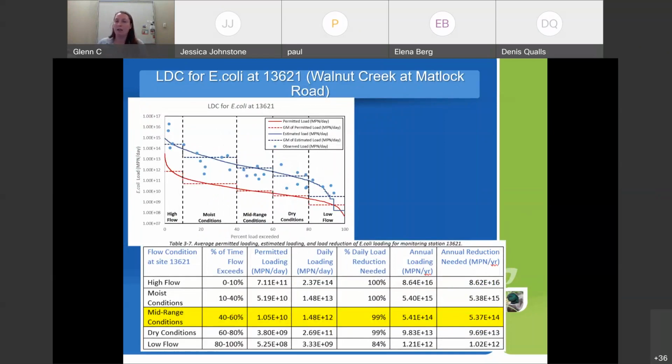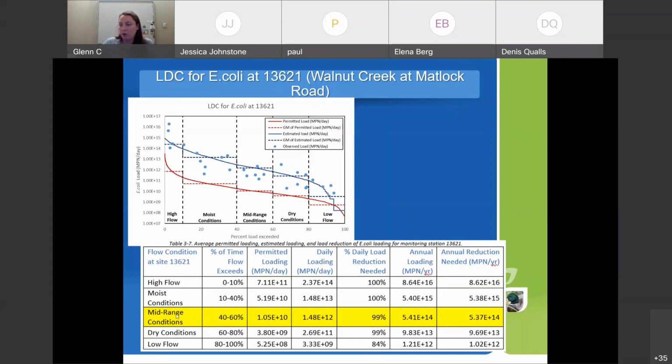This is Walnut Creek at Matlock Road, and this is also where a USGS gauge station is. So the geometric mean of E. coli here, you can see all these blue dots represent the observed load, so actual samples that were taken, the estimated load is the regression curve, and this is the permitted load. It's the 126 MPN standard with a 10% margin of safety, so we are looking at 113 most probable number, and as you can see, it's significantly greater than what is permitted within that body of water. It essentially exceeds it at almost every flow condition, 100%.